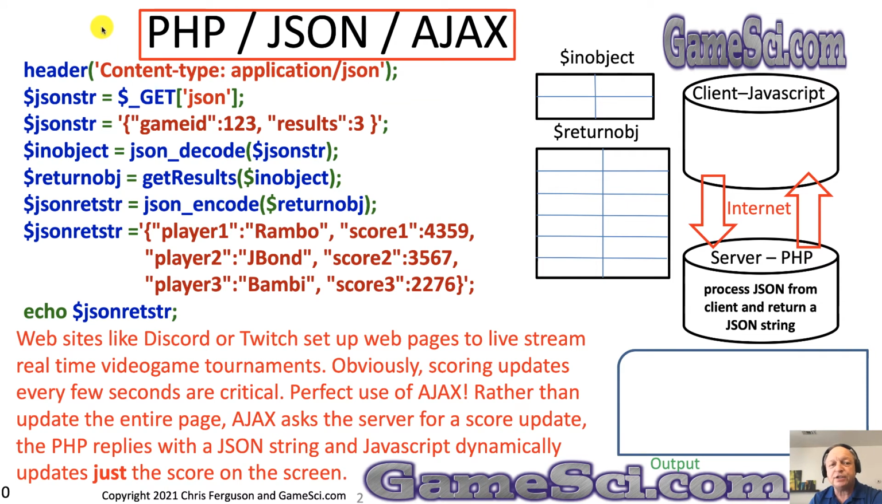PHP, JSON, and AJAX. Websites like Discord or Twitch set up web pages to live stream real-time video game tournaments. Obviously, scoring updates every few seconds are critical. This is a perfect use for AJAX. Rather than update the entire page, AJAX asks the server for a score update. The PHP replies with a JSON string, and then JavaScript dynamically updates just the score on the screen. It doesn't have to refresh the entire page, it just updates a little part of it that has the score on it.